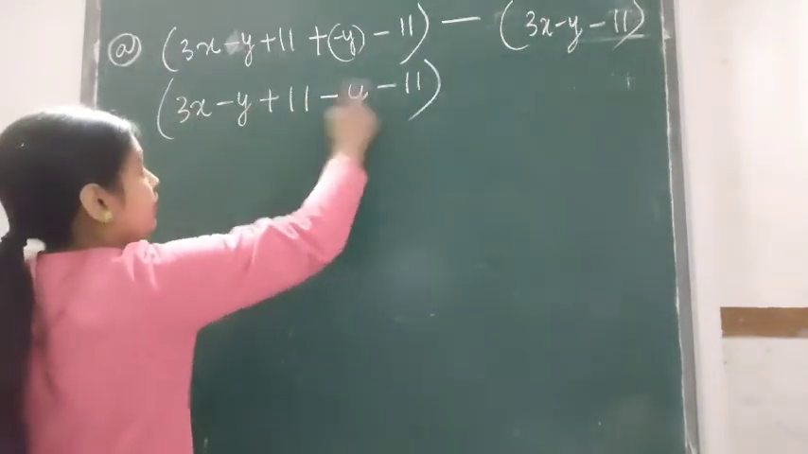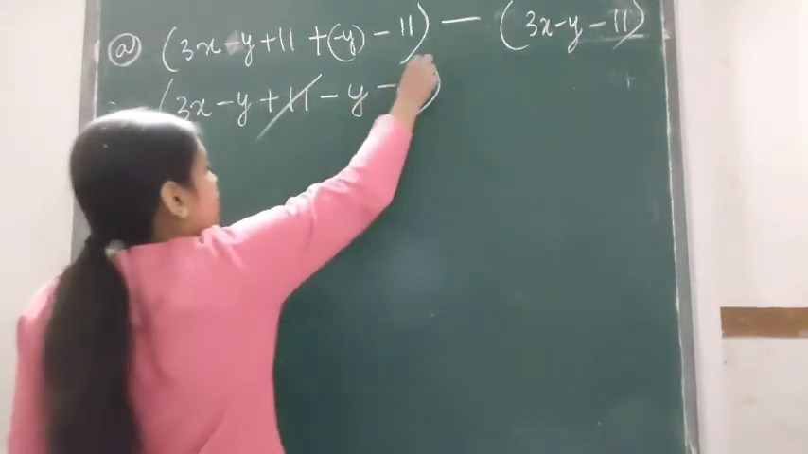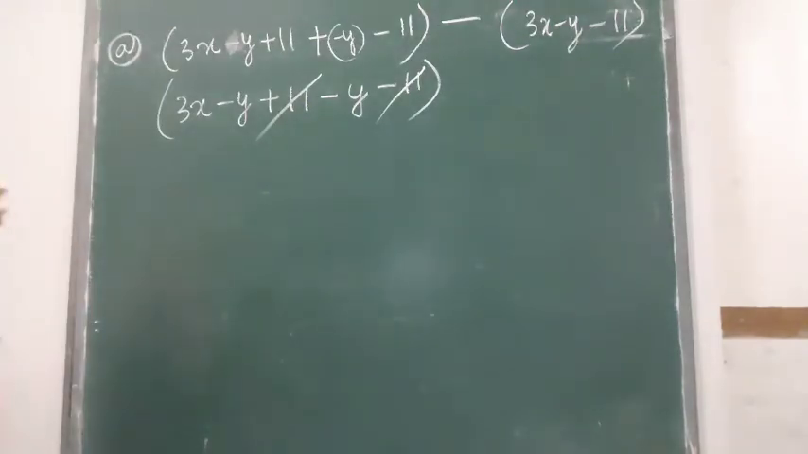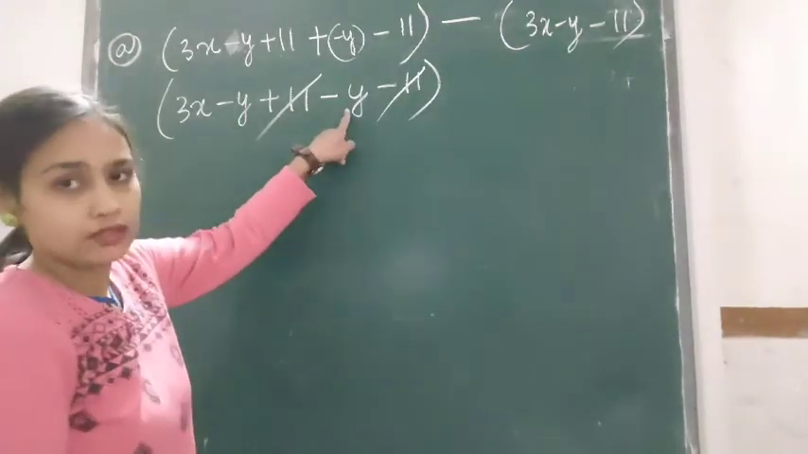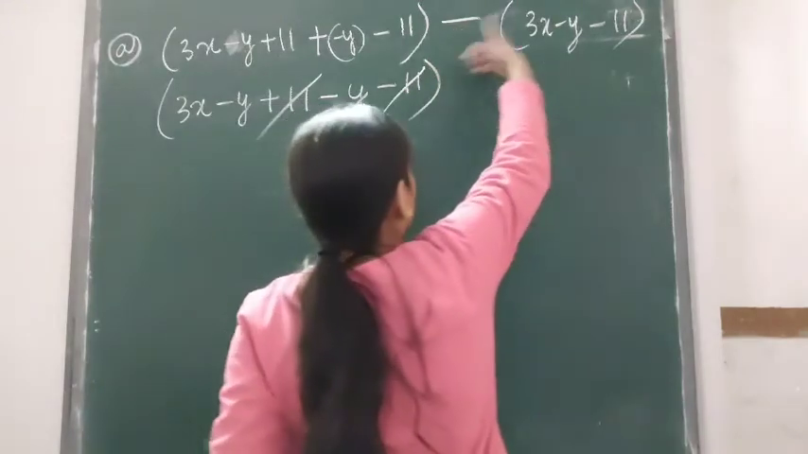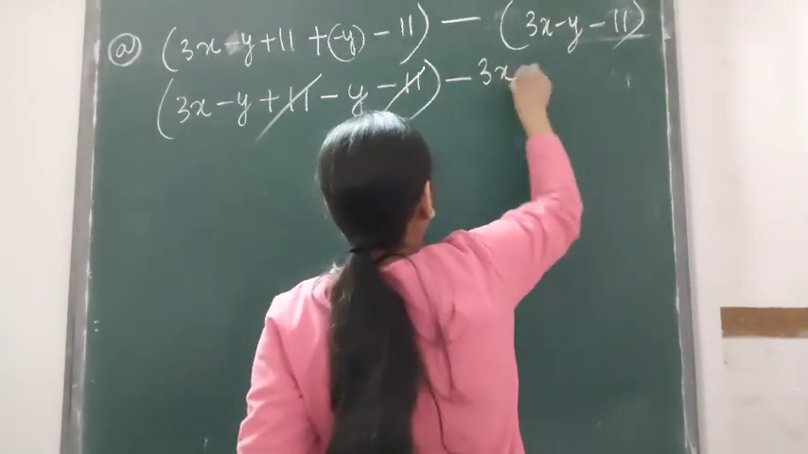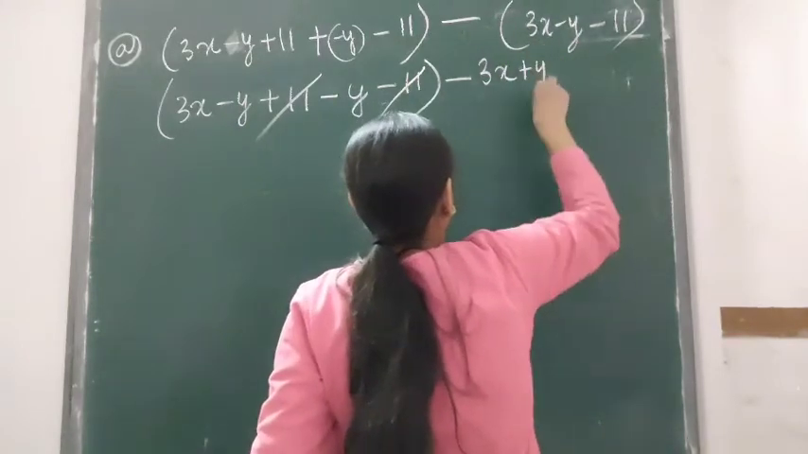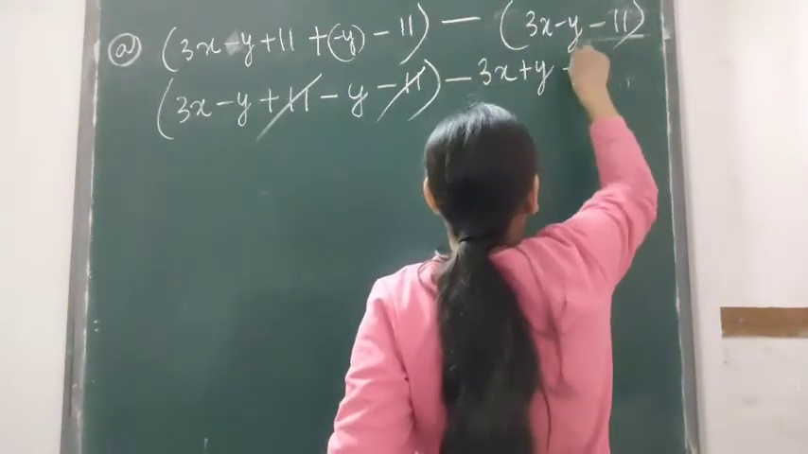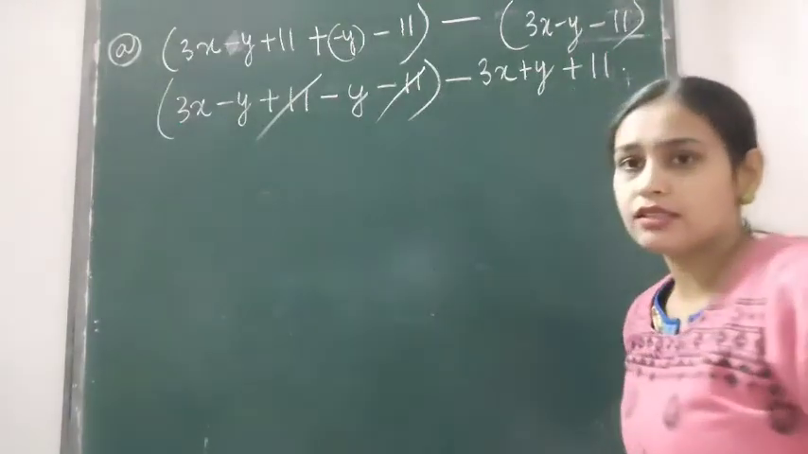Minus 11 plus 11 can get cancelled. So we cancel it here only. Okay, this is also minus and this is also minus, so it will not go. Now this minus sign multiplies inside. So plus 3x becomes minus 3x, minus y becomes plus y, minus plus, and minus again becomes plus. So plus 11.